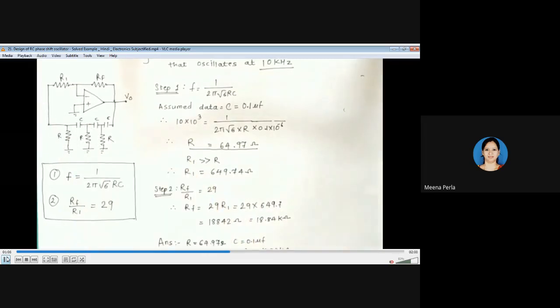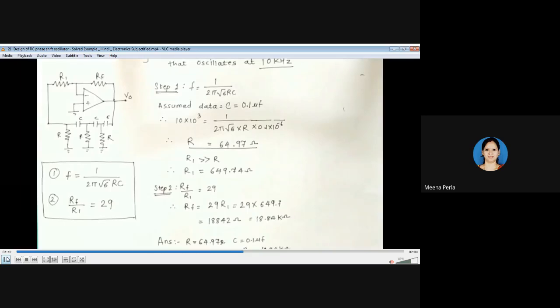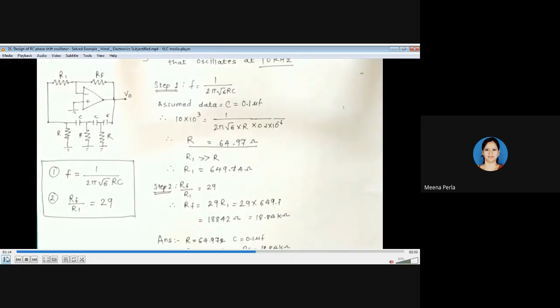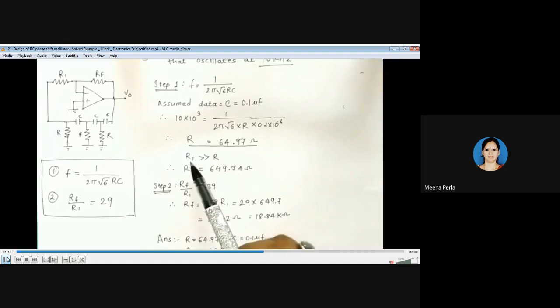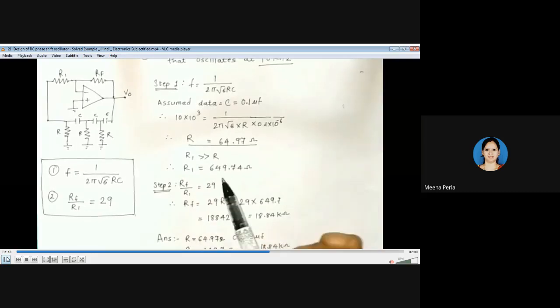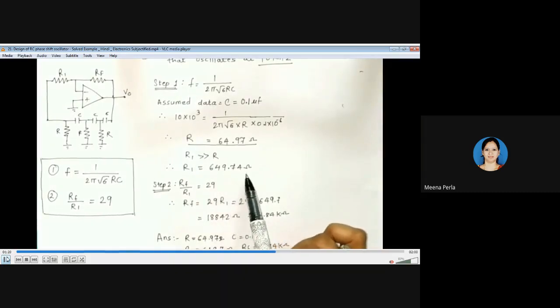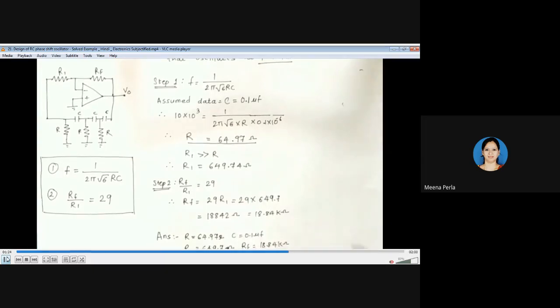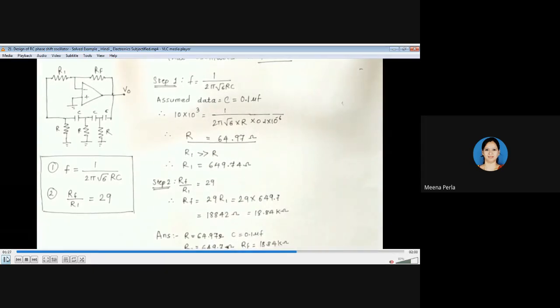So now this R1 value we need to find. Normally R1 is always greater than R to avoid the loading. So we can assume that value to be 10 times the value of R. So we are going to consider the value of R1 as 10 times R. That's why here we have considered 649.74 ohm.